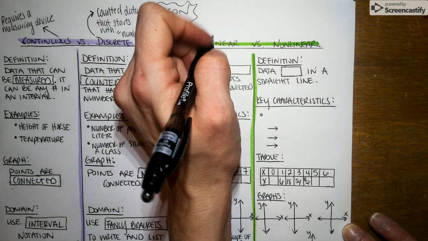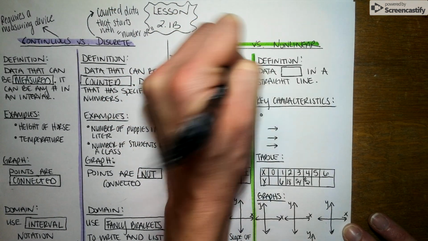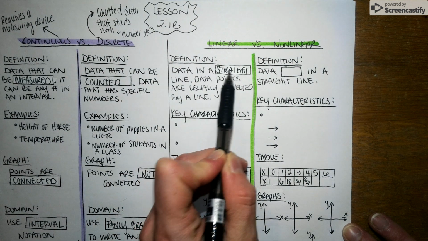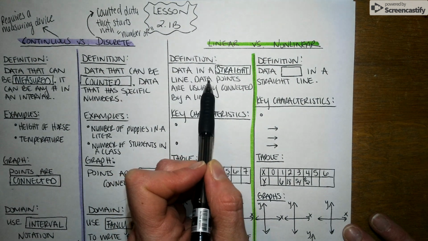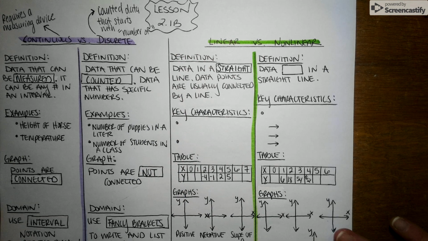So the word in here should be straight. Data in a straight line. That means your data points are usually connected by a straight line. That line can be a straight horizontal line, it could be a diagonal line going in the positive direction, or it could be a diagonal line going in the negative direction. As long as it is a straight line, it is called a linear function.